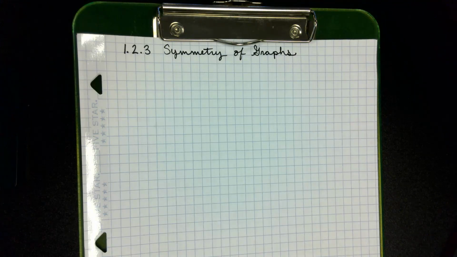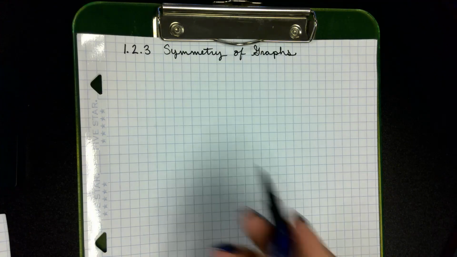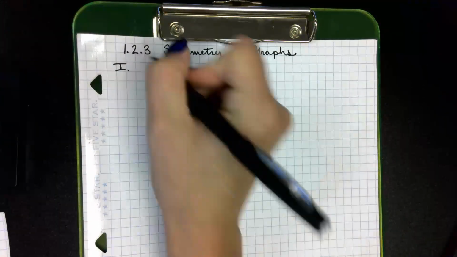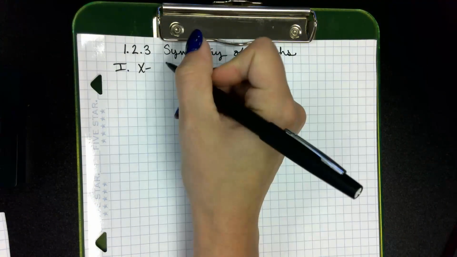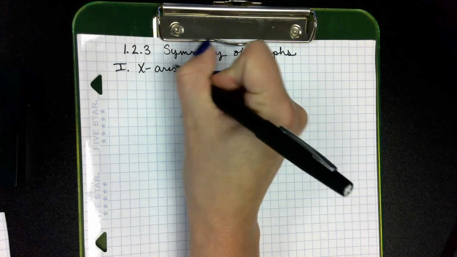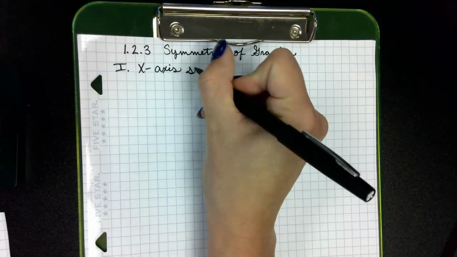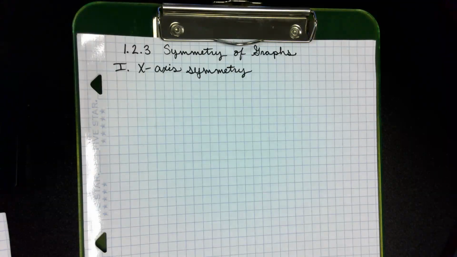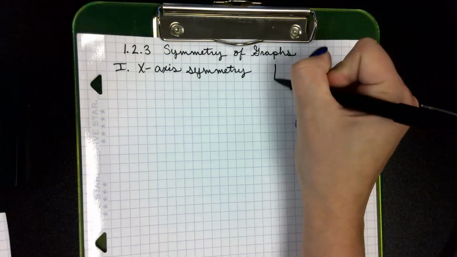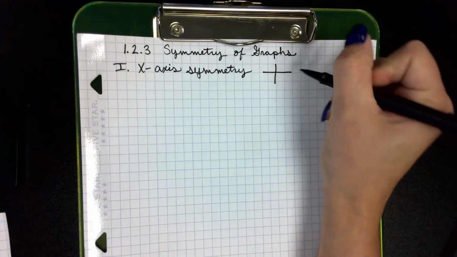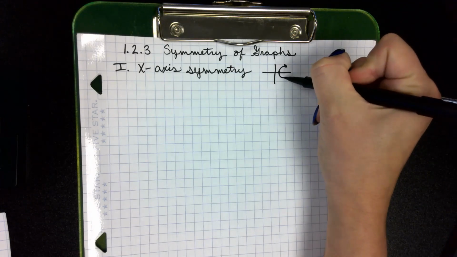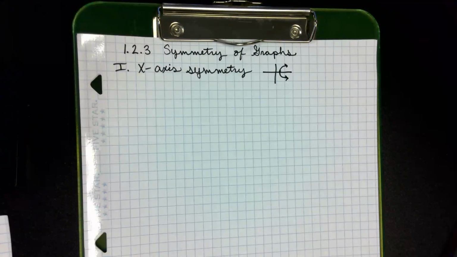And how you prove symmetry, not just by looking at the picture of the graph and stating what it is, but you have to actually prove what it is. So first, we're going to look at x-axis symmetry. So x-axis symmetry, a little quick sketch right here on the side, is if you are symmetric around the x-axis, something like this is x-axis symmetry.